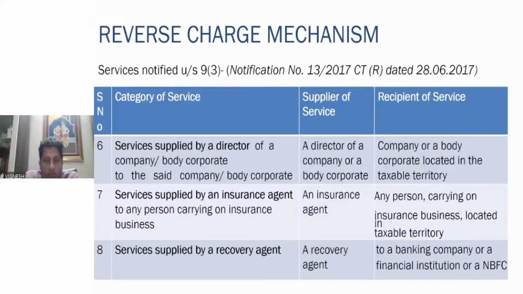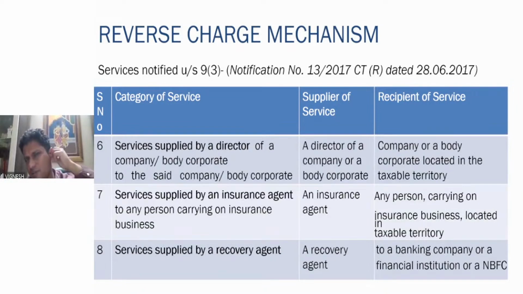In that particular situation, if the supplier is the director of the company, the recipient is the company or the body corporate, the recipient has to pay the GST on the reverse charge basis, right? Very, very interesting concept. A lot of clarifications have come. We will discuss that.